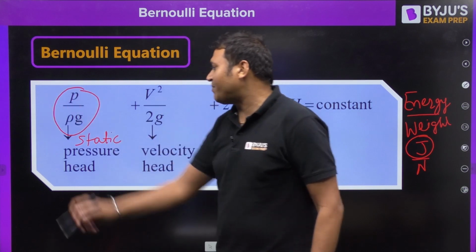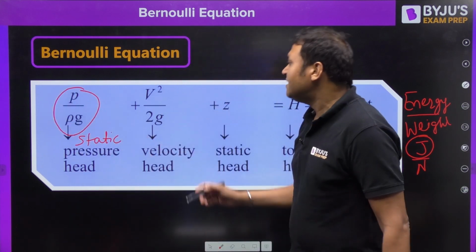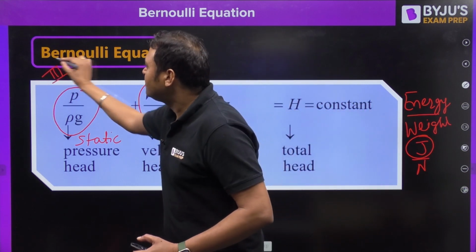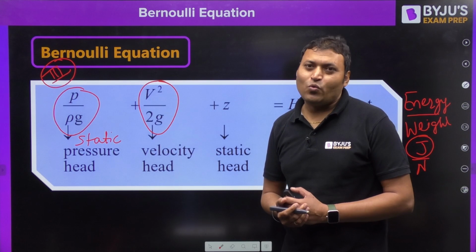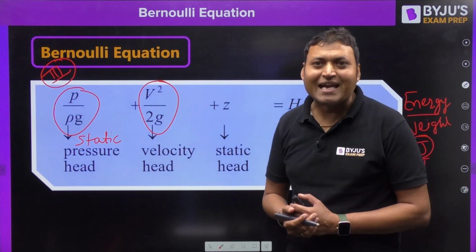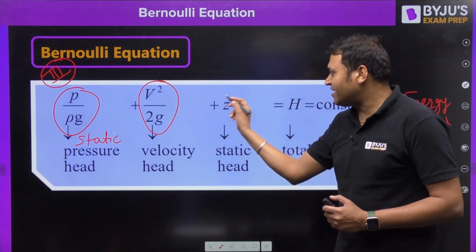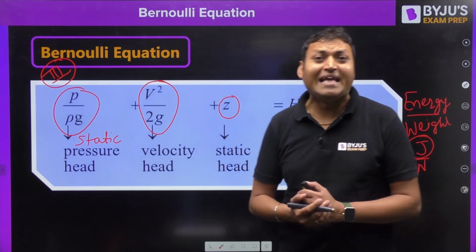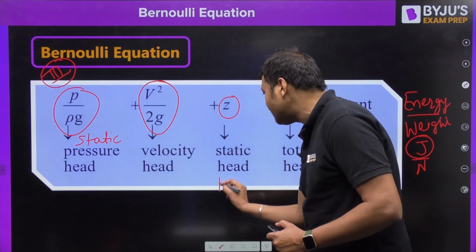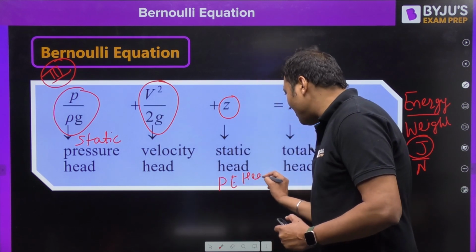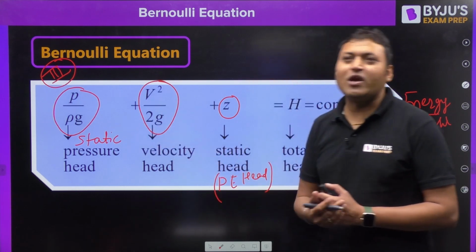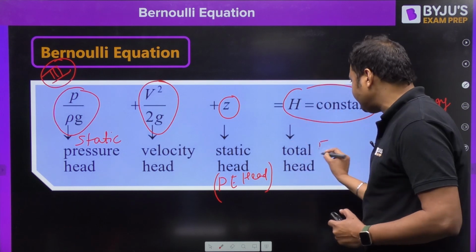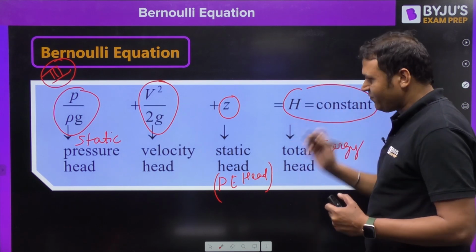So each and every term now represents the head of the fluid. The first term represents the static pressure head. It can be absolute or it can be gauge. The second term of the Bernoulli equation represents the kinetic energy head, velocity head, or we can also call it the dynamic pressure head, V square by 2g. The third term Z represents the hydrostatic head, or we can call it the datum head, elevation head, or potential energy head. The sum of these three heads for a flowing fluid, if the flow is ideal, will remain constant, and that represents the total energy head of the fluid.